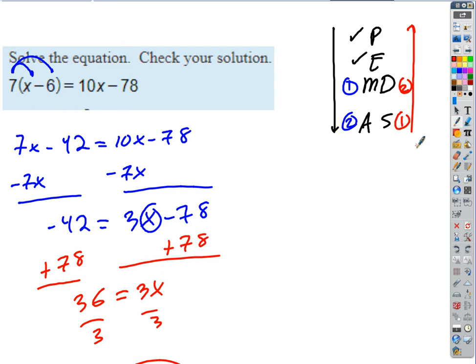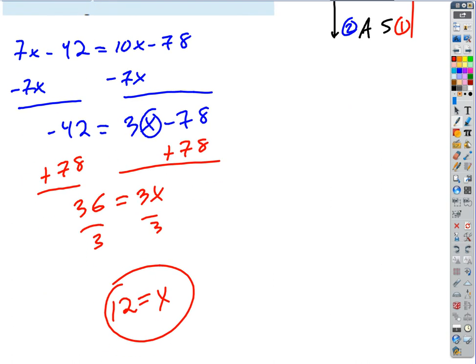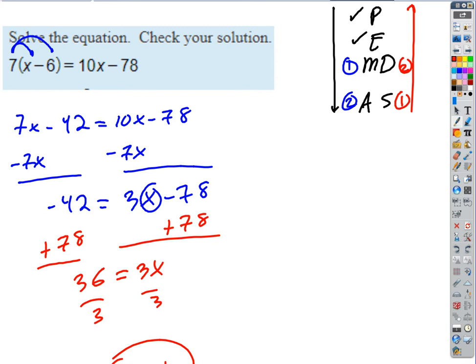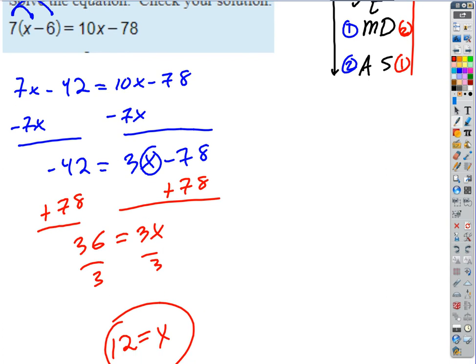Okay. How do I know that I got the right answer? Plug it back in. In fact, that's the job. When you solve an equation, think what you're doing. You're finding all the values of the variable that satisfy the original equation and make it true. So to find out if you got it right, you would just plug that back into the original equation.